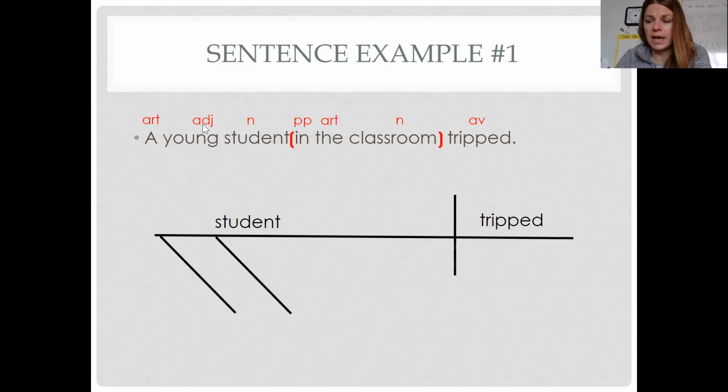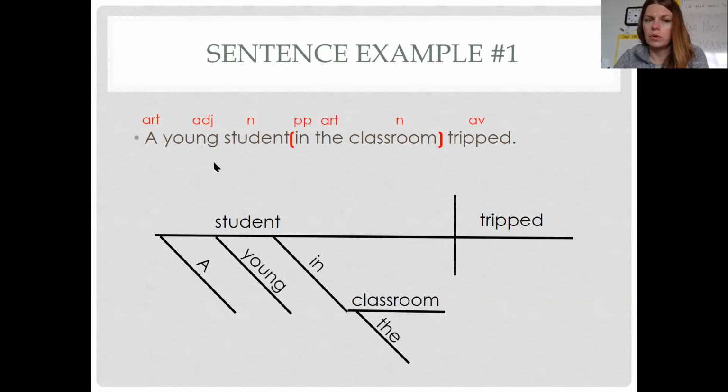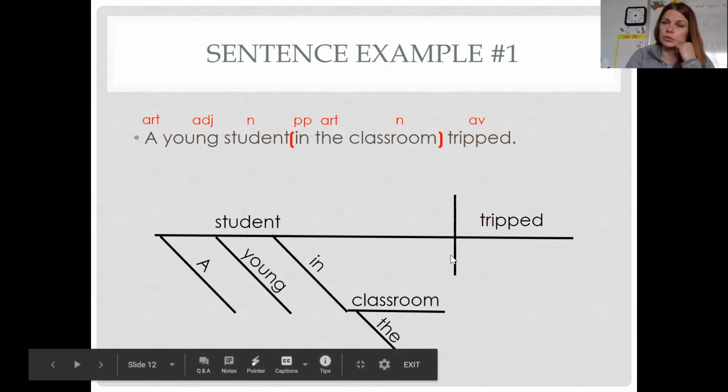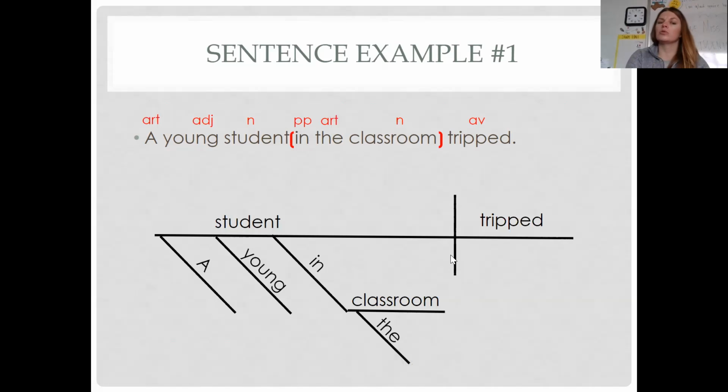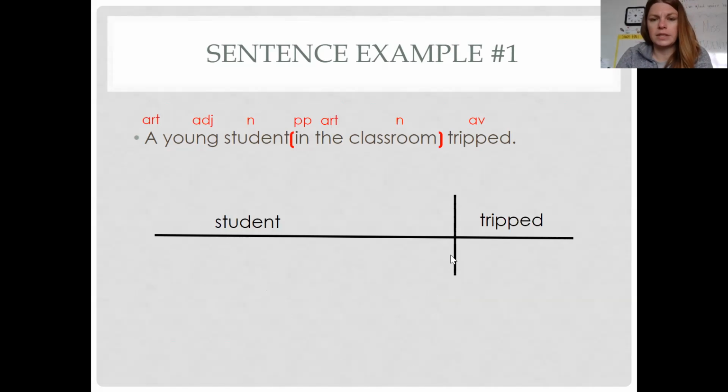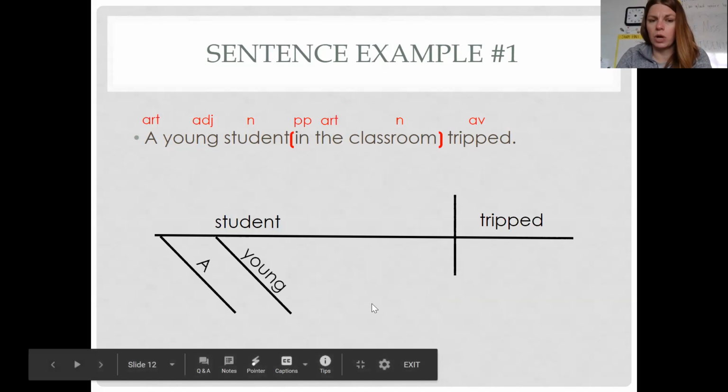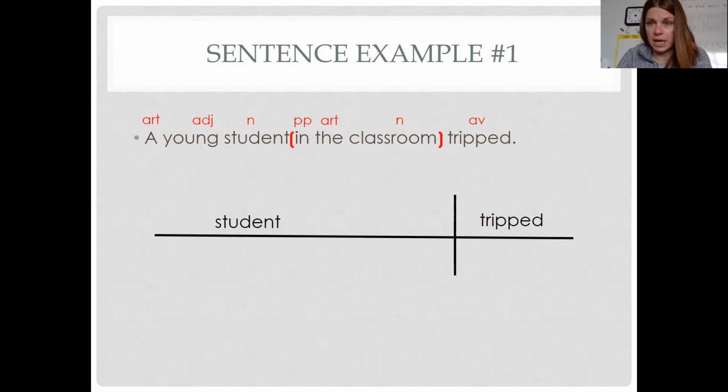So we have 2 diagonal lines. And then we also have "in the classroom" as a prepositional phrase. Which student? The student in the classroom. "A" and "young." And then we have "in" "classroom," "the." Okay? This is how we show this sentence up here in a visual diagram. All right? The most important part is knowing this, our baseline, our subject and our verb. This part will come with time, but this you need to get today, okay?